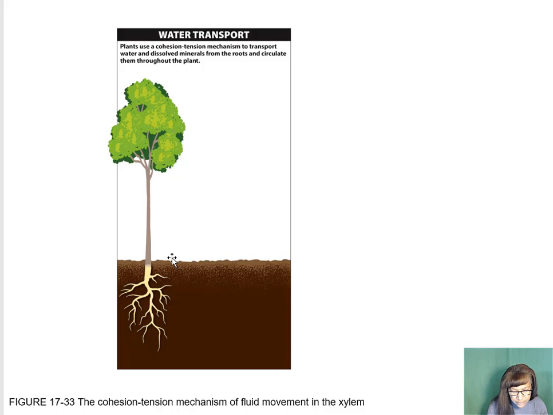Let's talk about water transport. Like, how do we get water from the roots, which are in the ground, to 300 feet in the air, the top of a tree, without a pump? There's no pump to get water all the way to the top of the tree. So let's take a look at how that happens. So we're going to be looking at the cohesion tension mechanism of fluid movement in the xylem. So plants use a cohesion tension mechanism to transport water and dissolved minerals from the roots and circulate that throughout the plant.